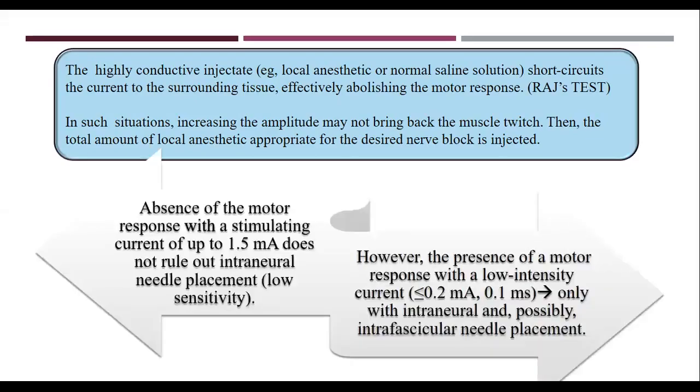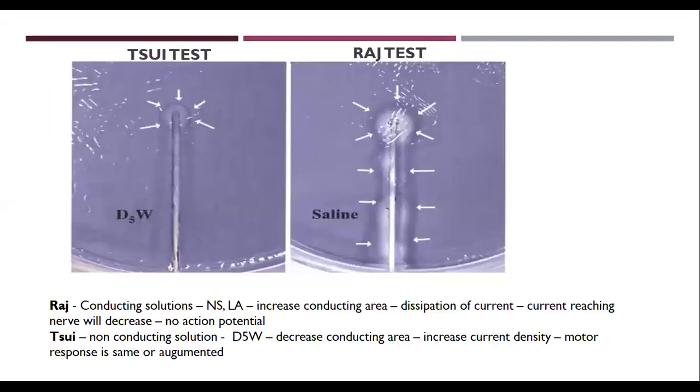Absence of motor response with a stimulating current of up to 1.5 milliampere does not rule out intraneural needle placement. That's called low sensitivity, and it's very, very important. However, the presence of a motor response with a low intensity current, less than 0.2 milliampere at 0.1 millisecond, occurs only with intraneural and possibly intrafascicular needle placement. So the specificity is very high. If you are getting a motor response with less than 0.2 milliampere, definitely you are intraneural.